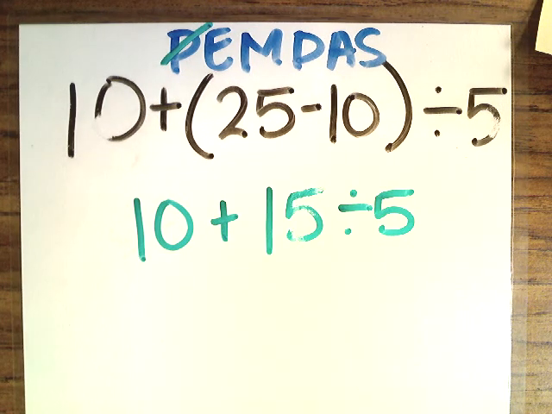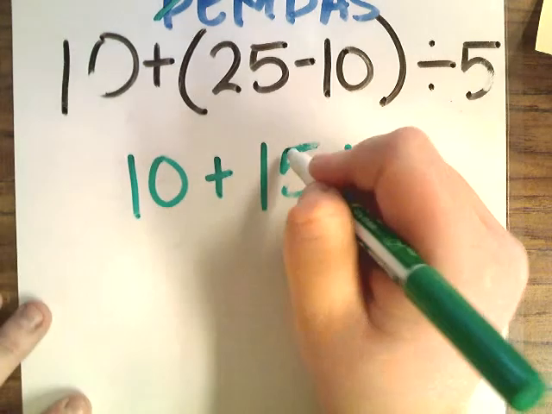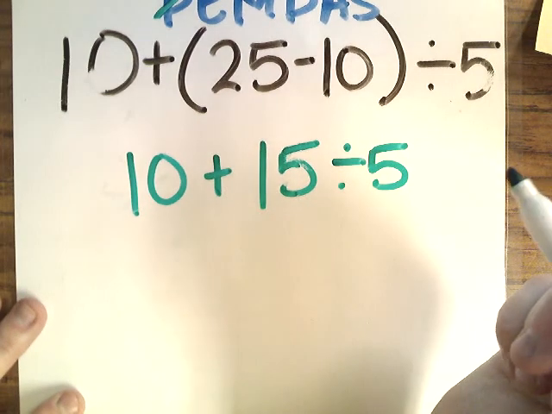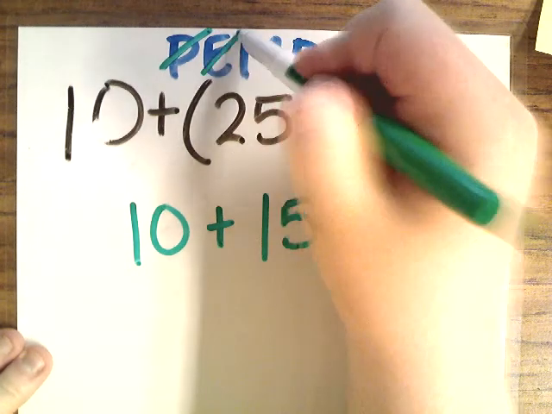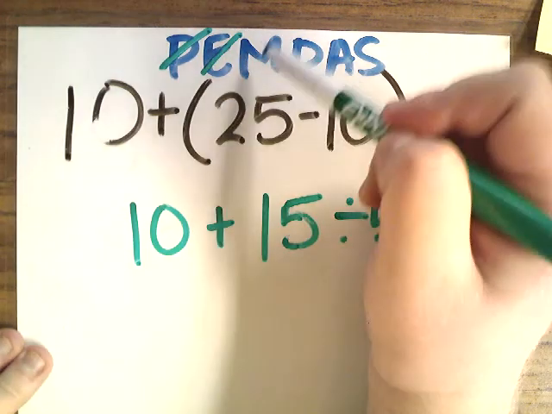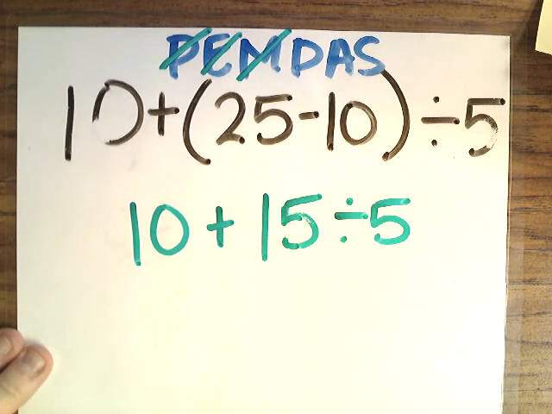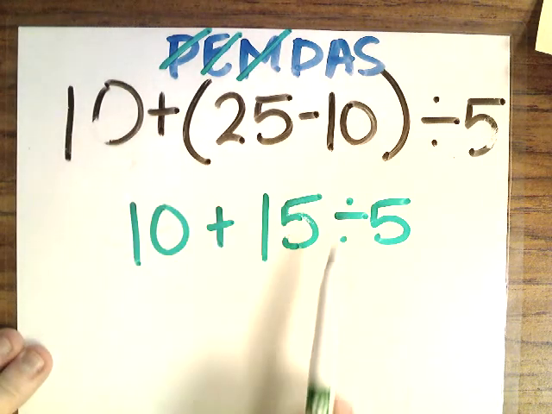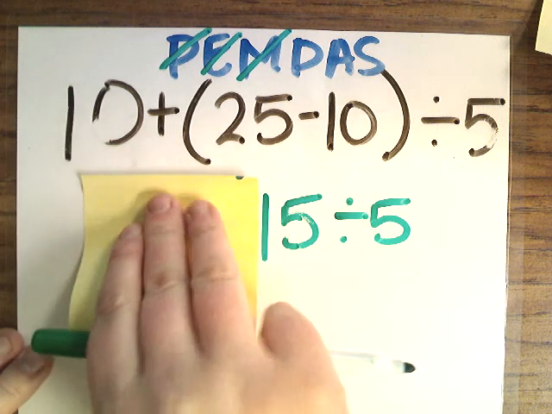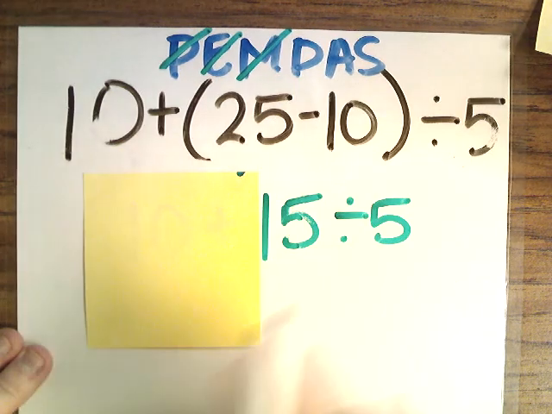Okay? Let me fix this because it got a little smudged. I do not see any exponents. So we cross off our E for exponents. Multiplication. No multiplication. Division. Ooh, I see a division, but it's way down here. So what we're going to do is we're going to cover up the 10 plus. We're going to focus on 15 divided by 5.